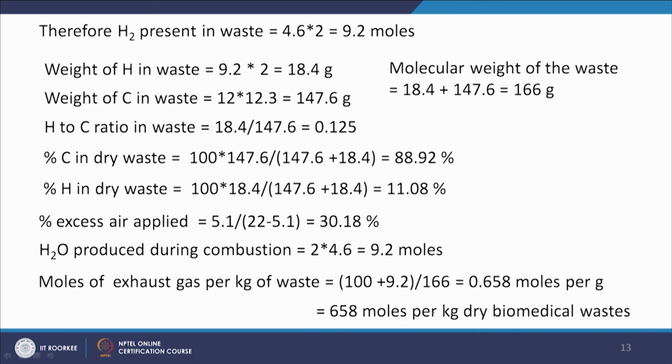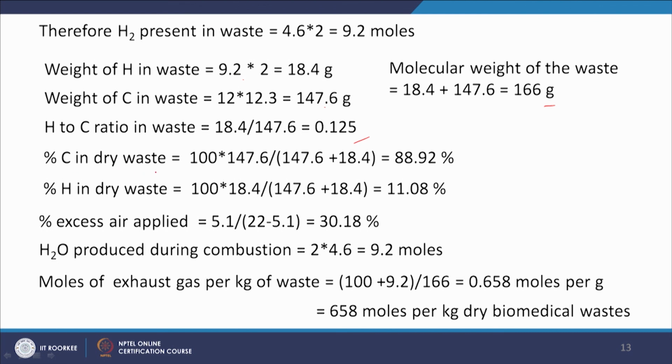Therefore, hydrogen present in waste is 4.6 into 2, that is 9.2 moles. Then weight of hydrogen in waste is 9.2 into 2, that is 18.4 gram. Weight of carbon in waste is 12 into 12.3, that is 147.6 gram. The weight of the waste, containing carbon and hydrogen, is 18.4 plus 147.6, that is equal to 166 gram. So, the H to C ratio in the waste will be 18.4 by 147.6, equal to 0.125.